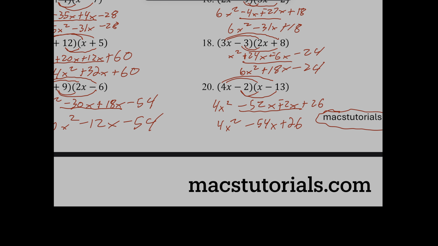Okay, so that's basically it, guys. That's how we do FOIL. I know this one was a little bit longer than the others, but remember the shortcut I showed you. That shortcut's going to come in later when we do the factoring, but also know the long way too, because we do got to know that as well.